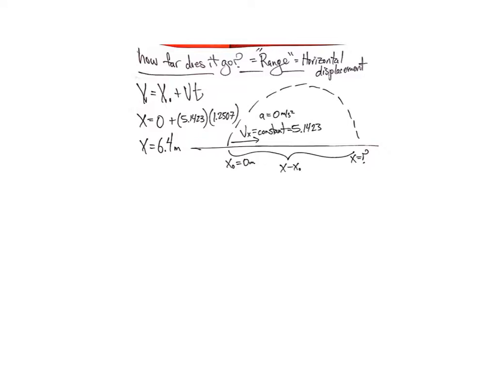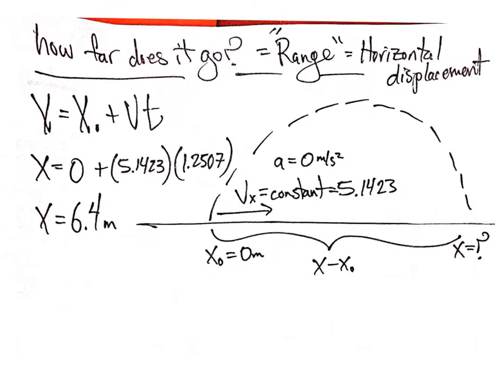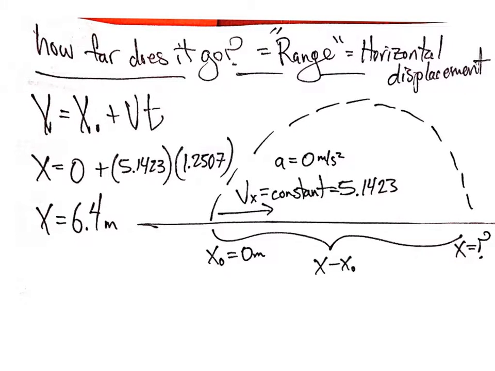Lastly, how far does it go? This is sometimes referred to as the range. It is the horizontal displacement, or the distance it travels in the horizontal direction. So here we're finally using this v sub x, the horizontal component of the velocity. And for horizontal motion, we can disregard the fact that it's moving up and down. This ball is going to have a constant horizontal velocity. Is that always true? Yes, that is always true.